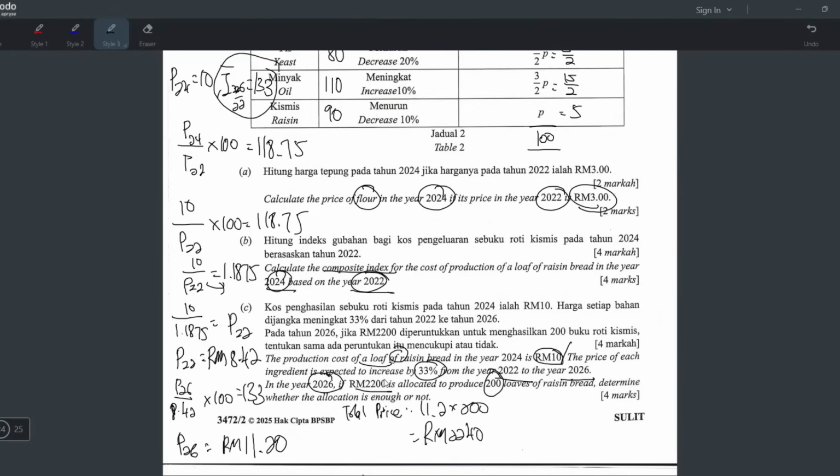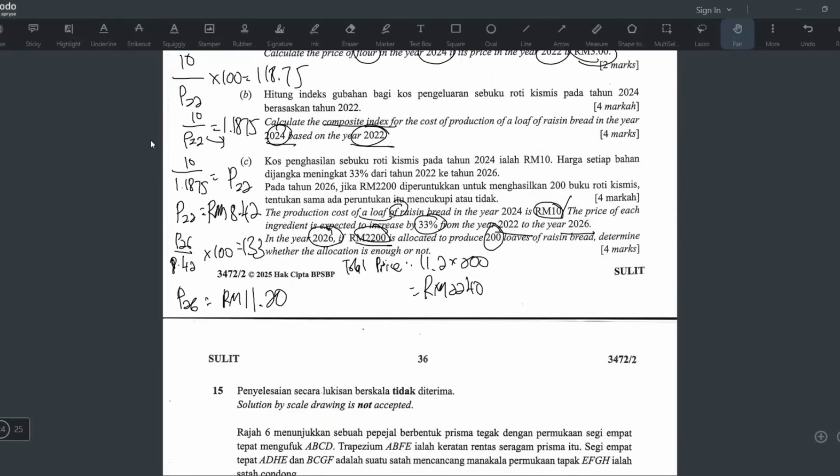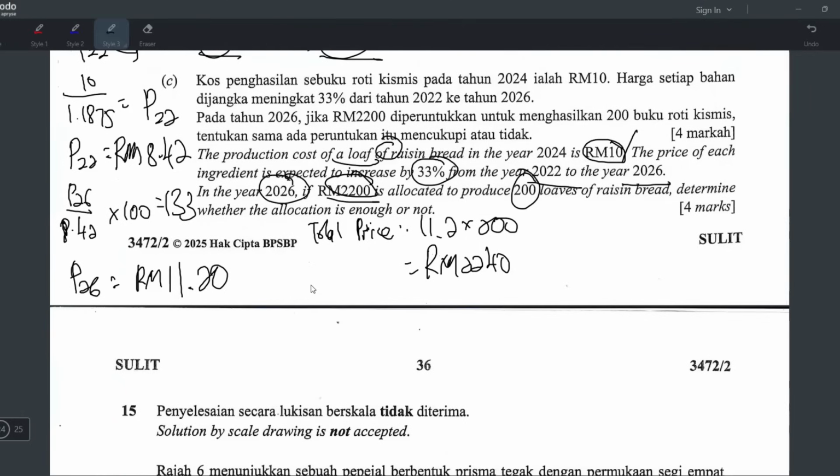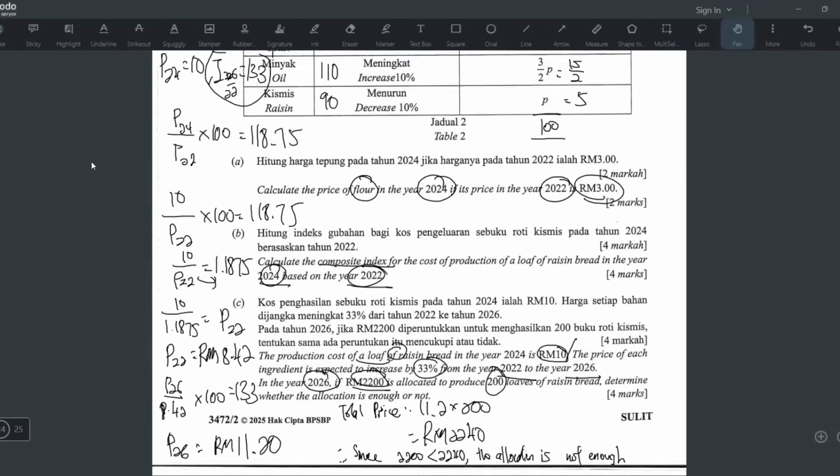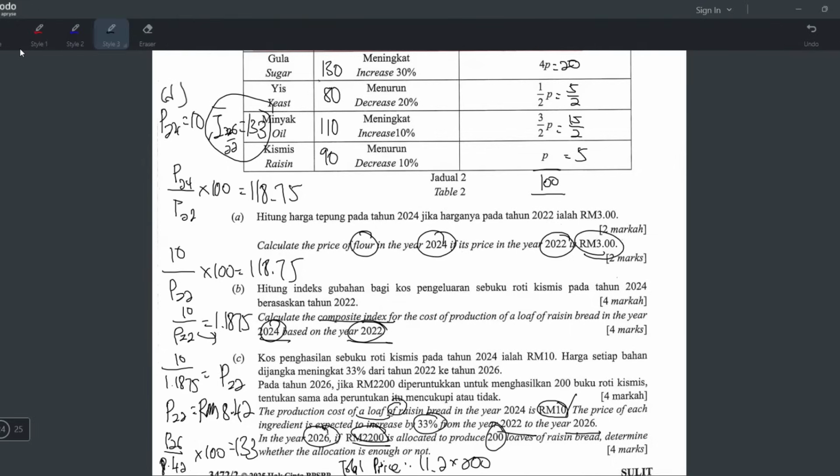But they said only 2200 is allocated. So, determine whether the allocation is enough. The answer is no. Yeah, it's not enough. Short by 40 ringgit. So how to write? I'll write: since 2200 is not smaller than 2240, therefore the allocation is not enough. Okay, and it's because of what I already calculated, right? That's why it's not enough. Okay, this is worth 10 marks. Hopefully you understand. So this is my D working. I mean C working. Sorry.